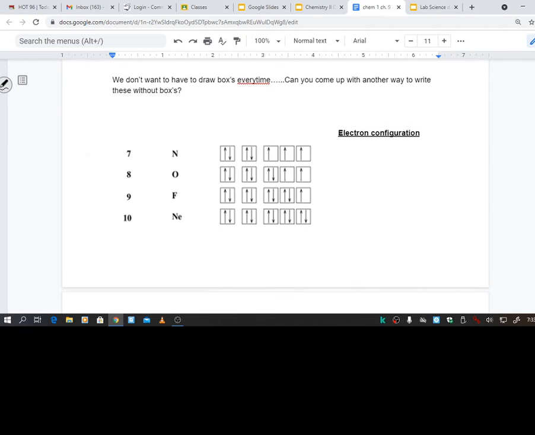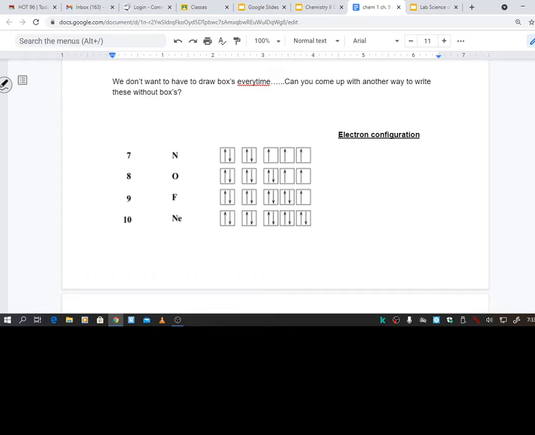We don't have to draw boxes every time. Normally during that activity we did with the pipe cleaner, I wouldn't show you guys this. So I try to get kids to realize that we don't have to do the boxes, that look, this is 1s, this is 2s, this is 2p. So instead of writing boxes, we do something called an electron configuration.